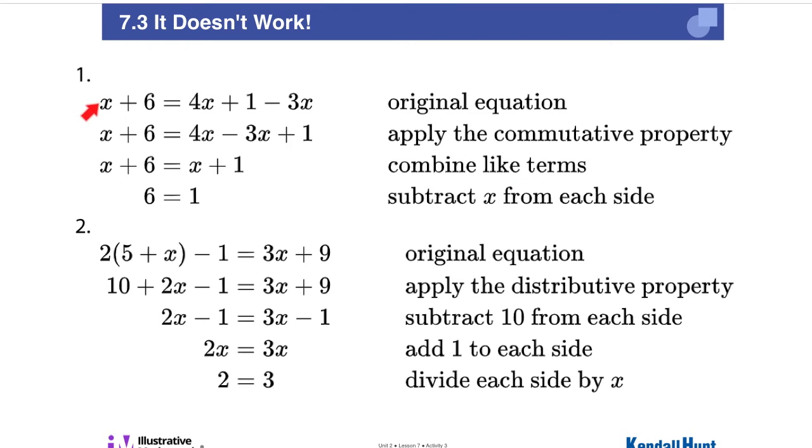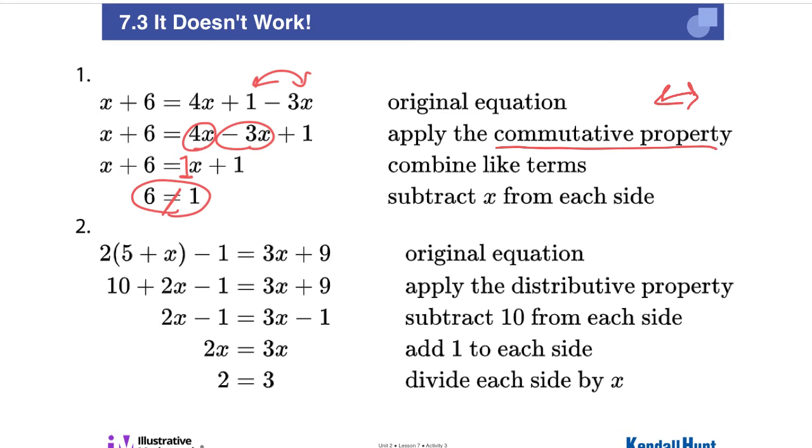In number 1, here's his original equation. The first step says that he applied the commutative property. If you remember that, that just means that you're moving things around. So he took his negative 3x and his positive 1, and he just flipped them right here. That is a legal move. You can do that. That's just fine. The next step says that he combined like terms. He had 4x and negative 3x. That would combine to just 1x. Remember, there's a 1 there. It's invisible. Next thing, it says that he subtracted x from both sides. He did that, and he ended up with 6 equals 1, which is clearly not true.